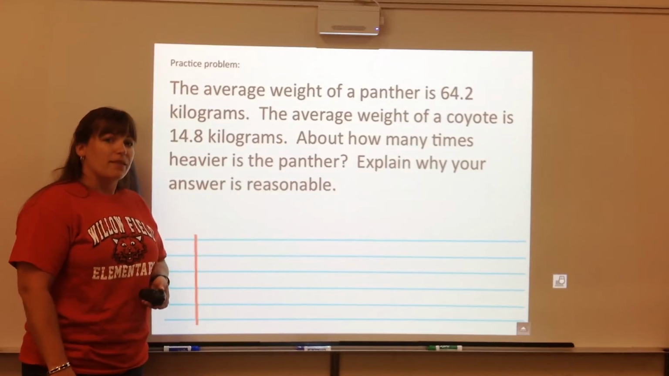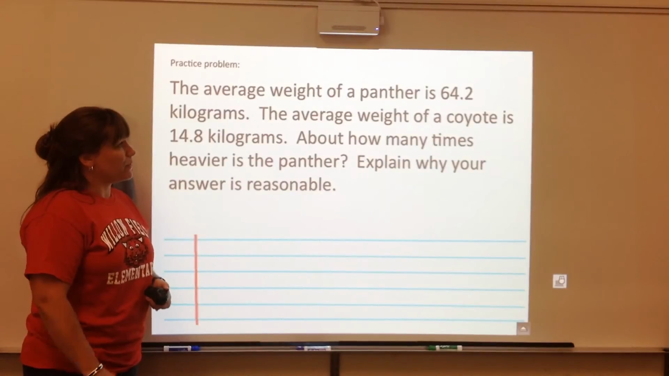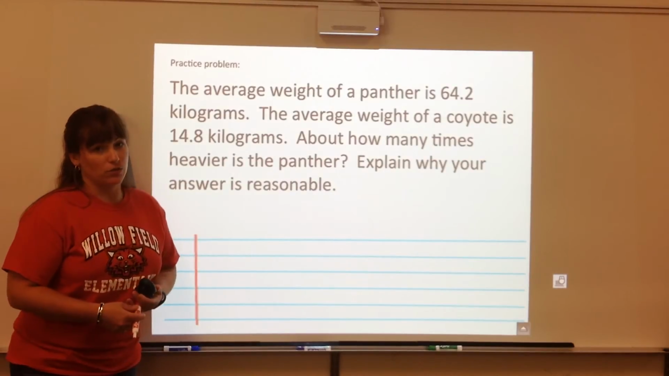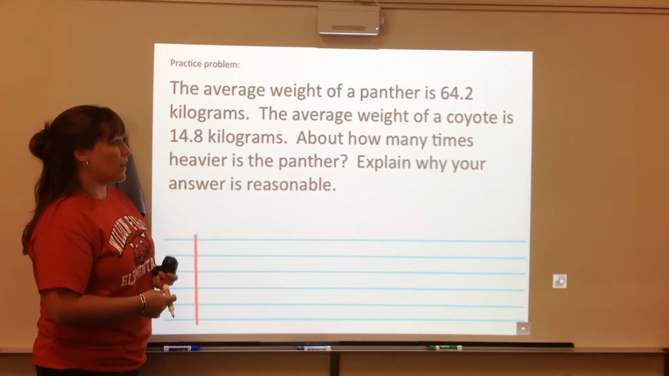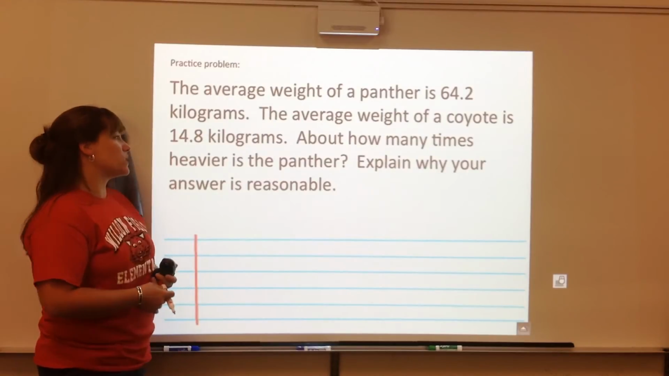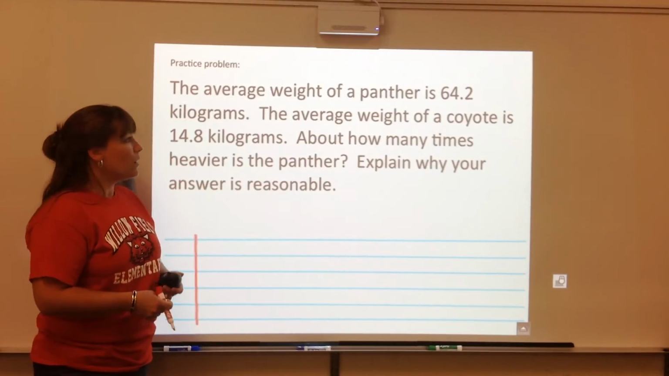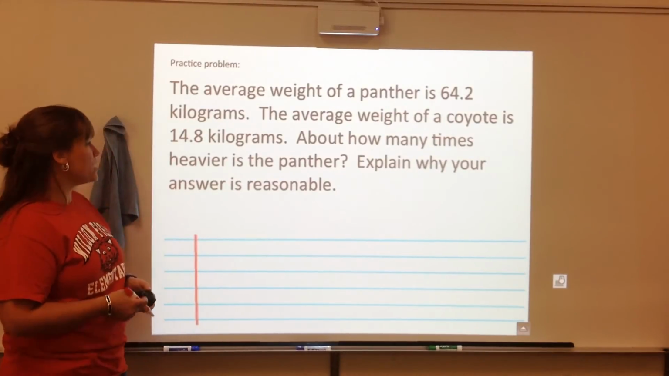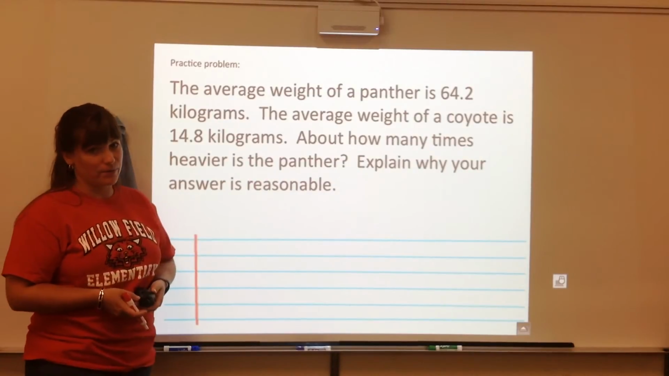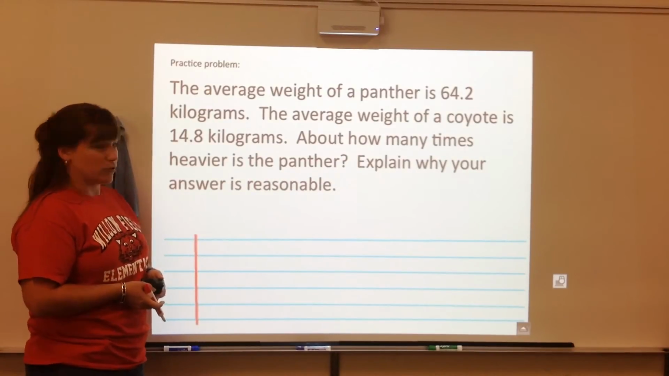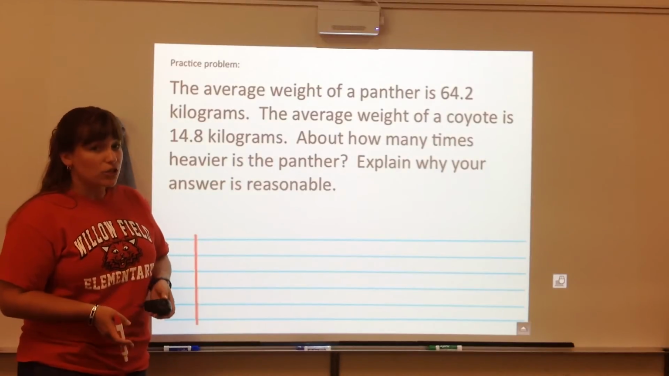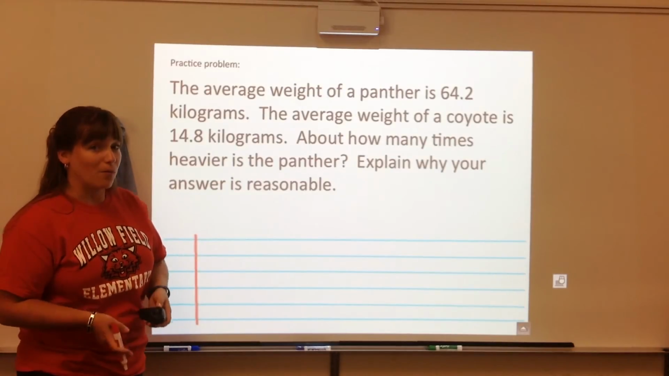So it says that the average weight of a panther is 64 2/10 kilograms. The average weight of a coyote is 14.8 kilograms. About how many times heavier is the panther? And then explain why your answer is reasonable.